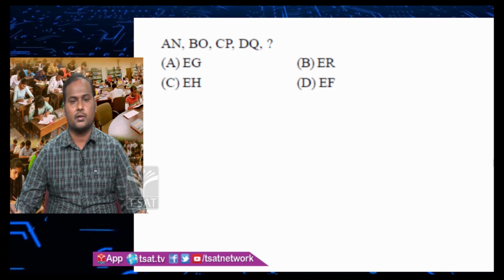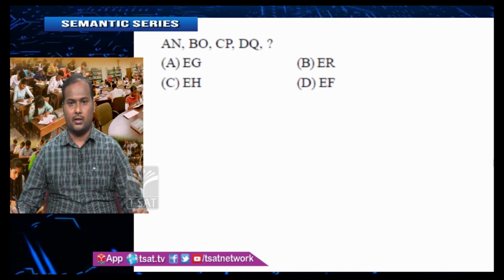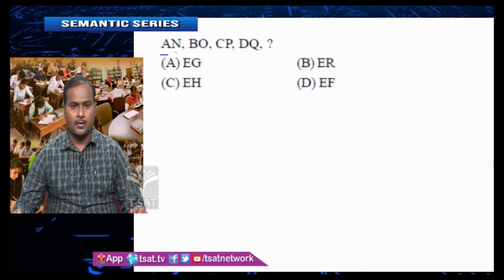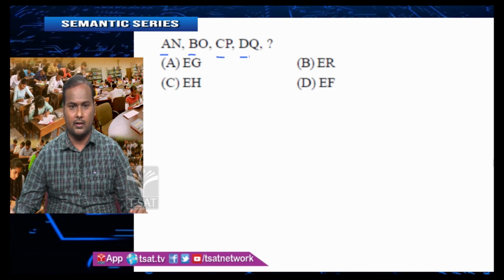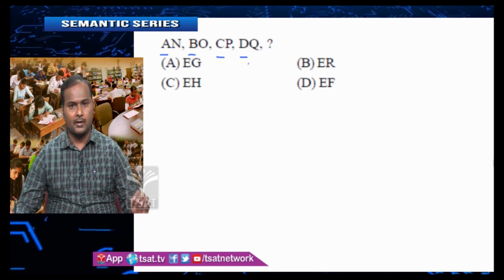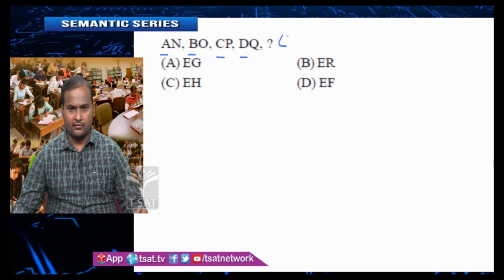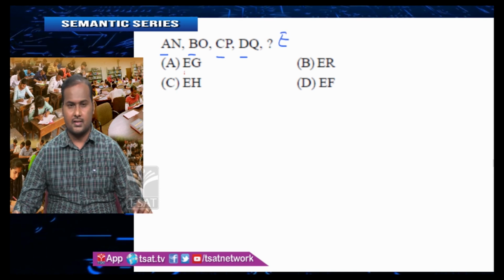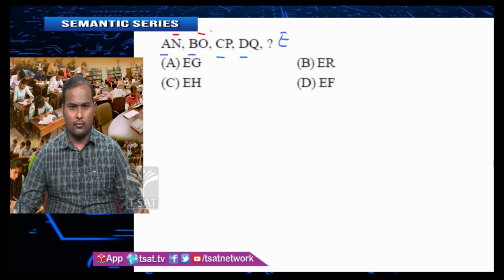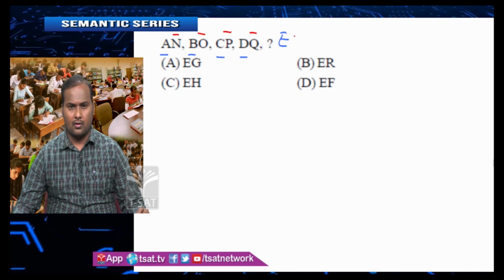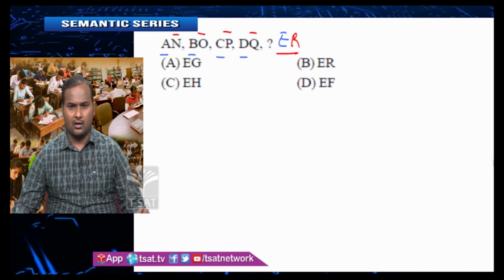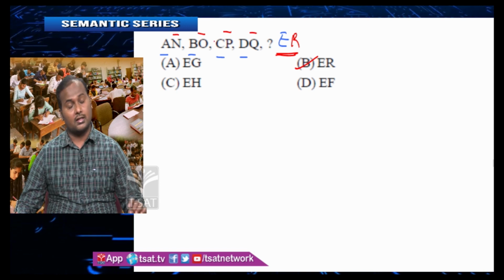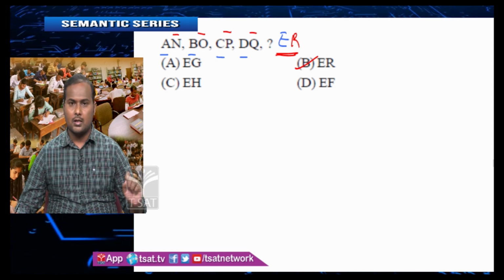In this particular question, the moment you see it, it is increasing by plus 1. I can clearly say that. That is A, B, C, D. So everything is increasing by plus 1, so the next answer will be E. In the same way, take the other series N, O, P, Q. Obviously the next one will be R. So your answer is ER. In this case there are two series and both are increasing by plus 1.